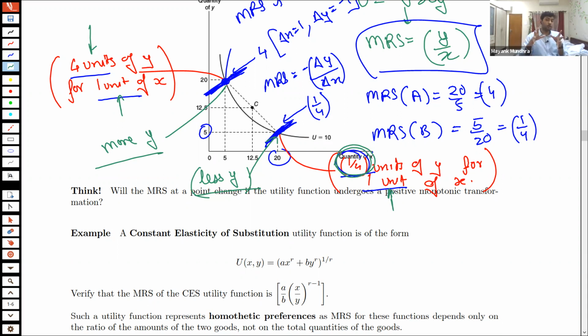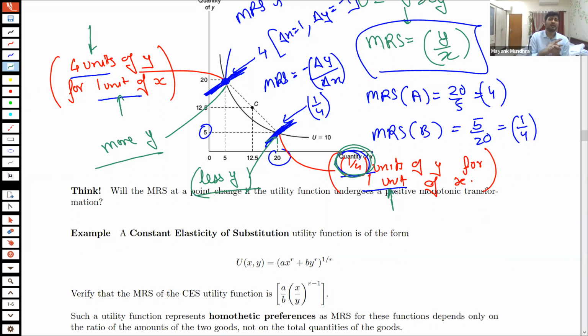So at the point 20 comma 5, he has only 5 units of y and 20 units of x. So he has a lot of x but very little y. So he does not give y easily. So y is relatively costlier for this guy at point B. But at point A, he has 20 units of y and just 5 units of x. So he's like, I have a relative abundance of y, so I can give away y much more easily. He's never going to give anything for free. That would definitely make him worse off.